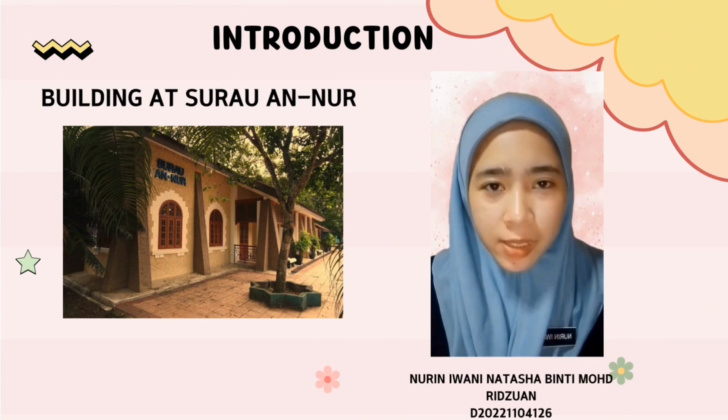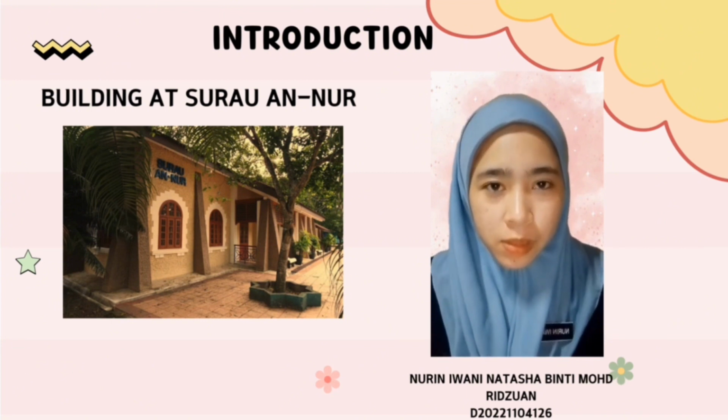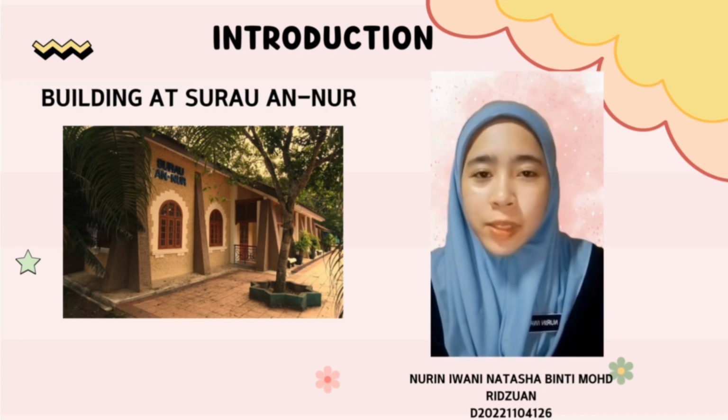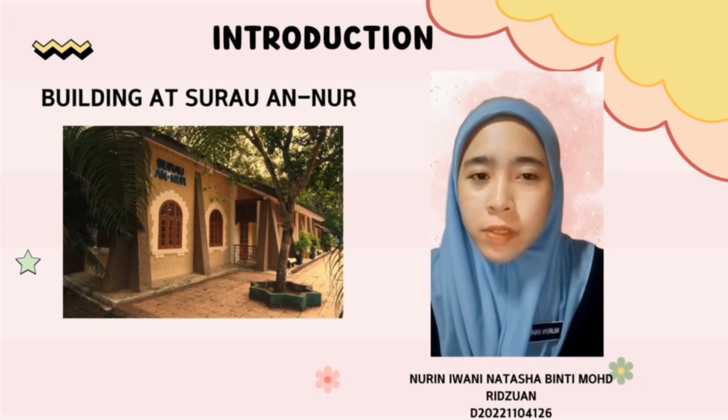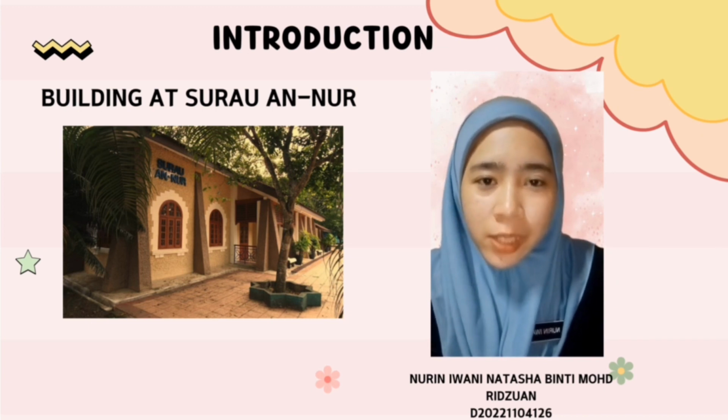Next, we move to the fence. The hexagon shows the rotation of the shapes that form a flower motif. Last but not least, the pool of Surau An-Nur. We can obviously see the triangle shapes there.